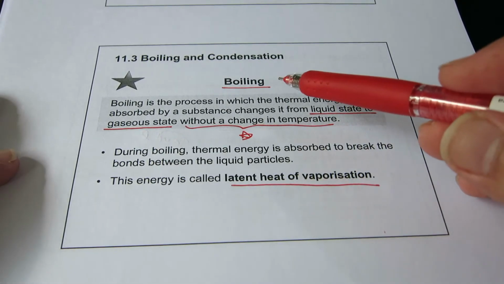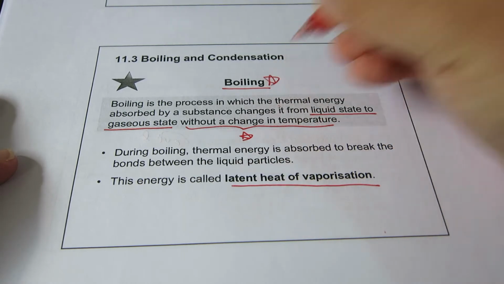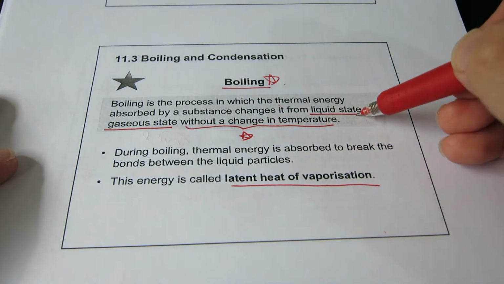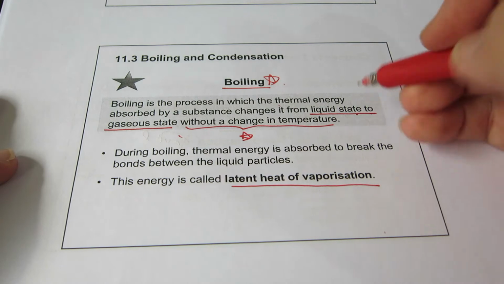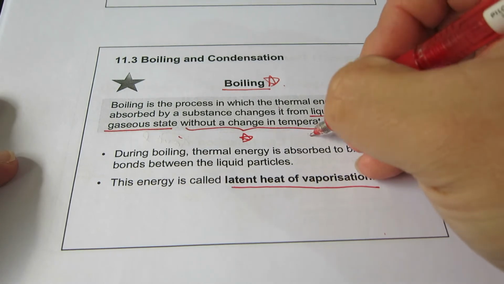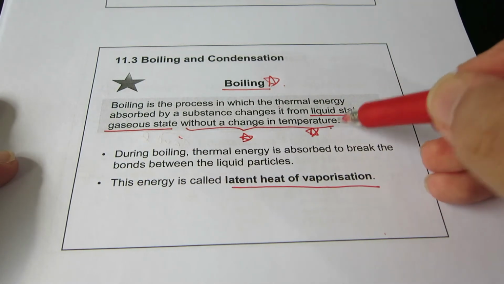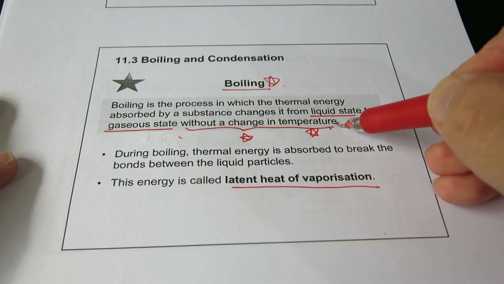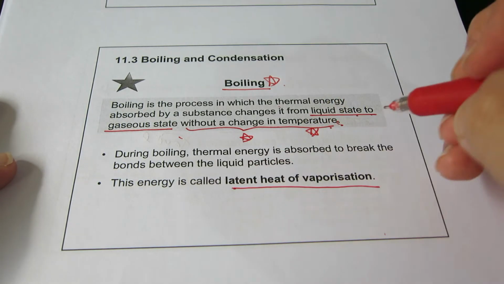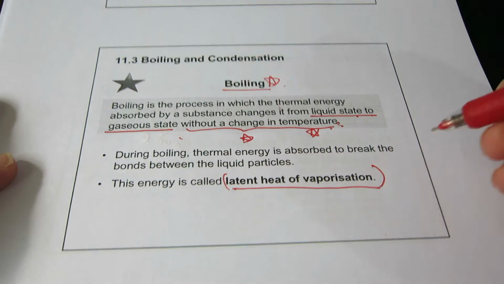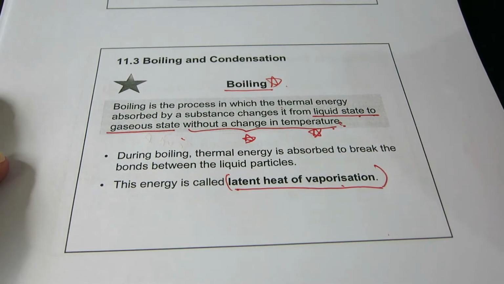So a few things when you are trying to define boiling. Boiling is a change of state from liquid to gas without a change in temperature. This portion is important. A lot of students forget this, so please remember, I put a double star here. This energy that is entailed by the change of state is called the latent heat of vaporization.